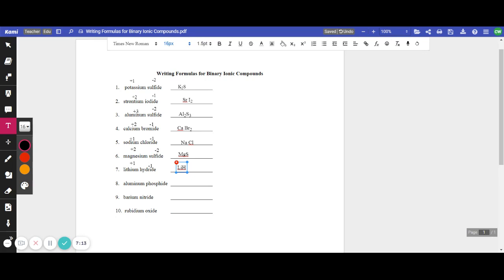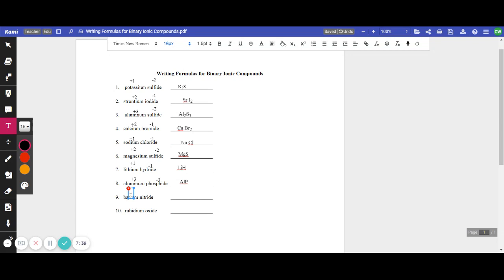All right. Aluminum is in group 13. It's a +3 metal. Phosphide is also, look at that, a -3 because it's in group 15. So we don't have to do anything. You could do crisscross, and then you have to reduce by dividing by 3. So AlP.